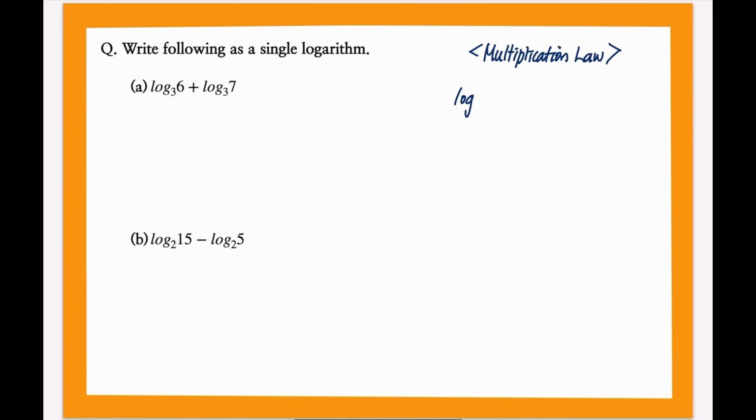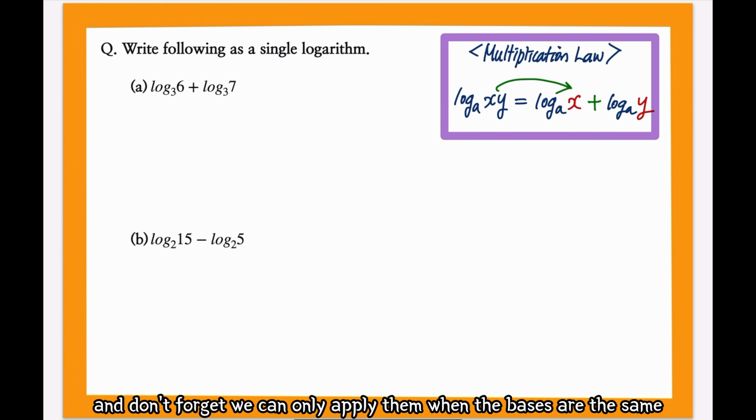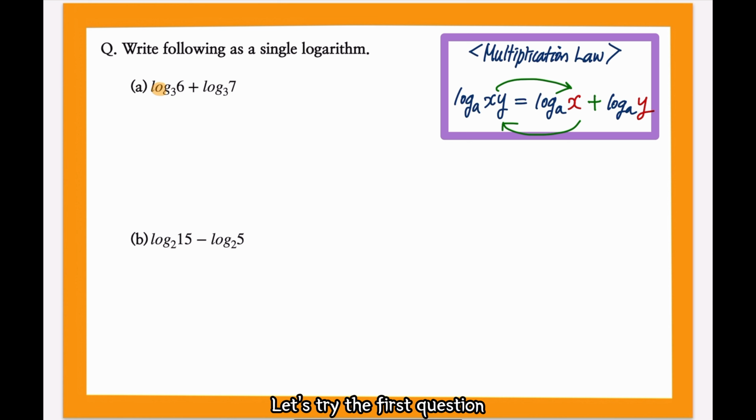Log base a of xy is equal to the addition of log base a of x and log base a of y. You need to use this rule in both ways, and don't forget we can only apply them when the bases are the same. Let's try the first question.